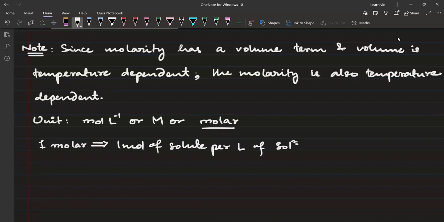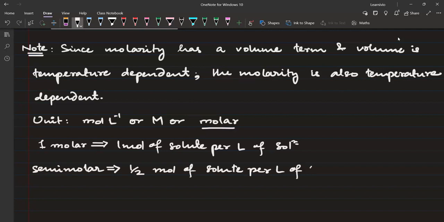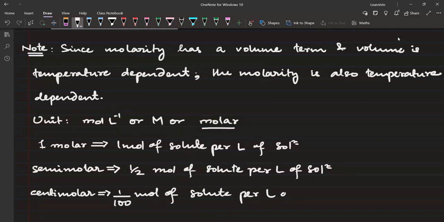Now, for example, if you have semi-molar, what does this mean? Semi-molar means half mole, 1/2 mole of solute per liter of solution. If you have centimolar, what would centimolar mean? 1/100 mole of solute per liter of solution.